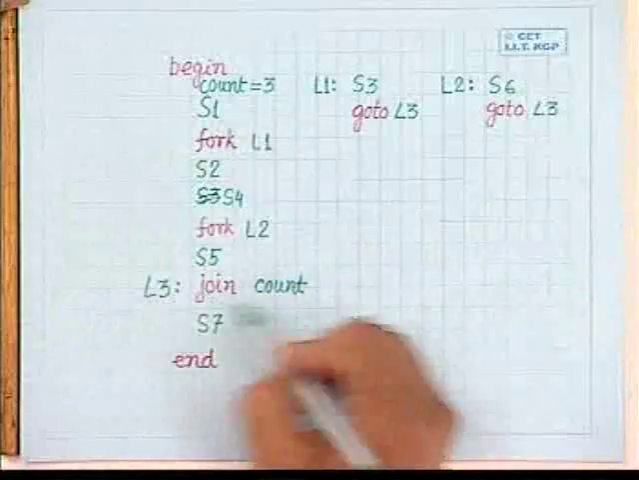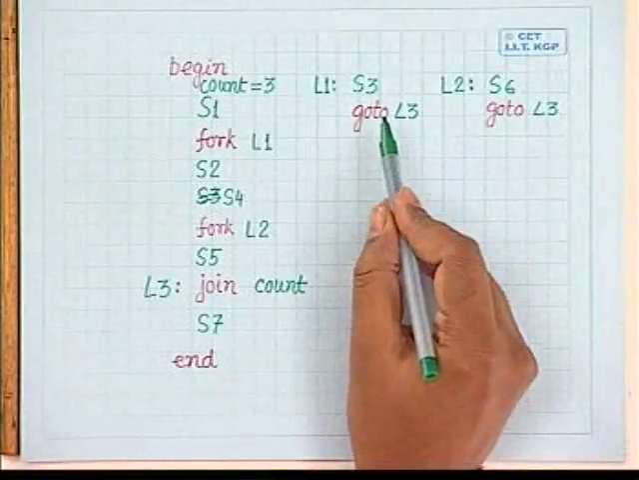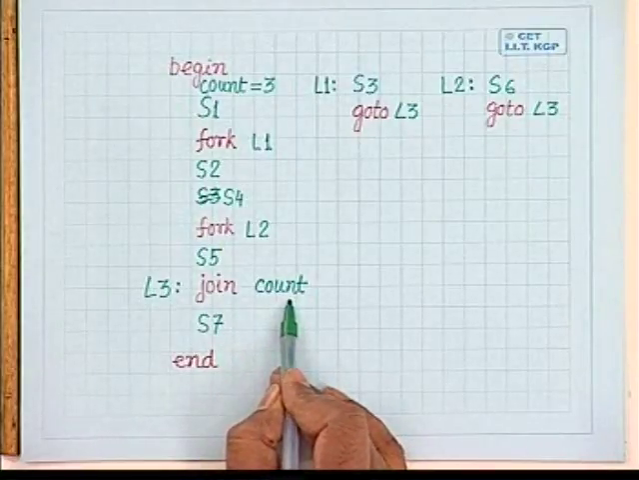Here we are assuming that whenever required, we are creating the process. When the process completes its task, it is either getting terminated or continuing with the rest of the task. Which one will be terminated and which one will continue is not certain. Any statement, after completion of its task, executes the join statement with argument count.